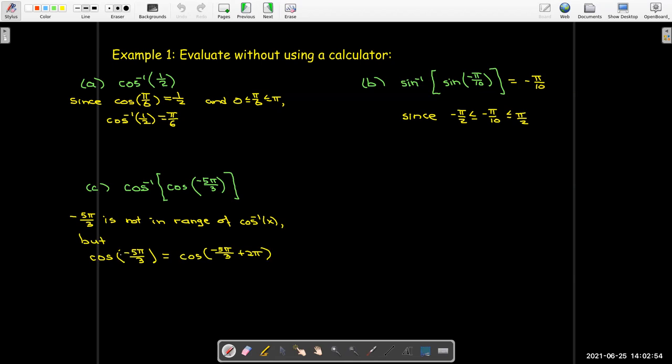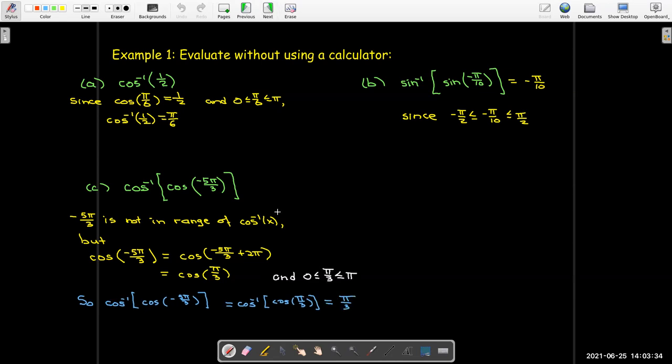But really, since cosine is periodic, I can just take negative 5 pi over 3 and add 2 pi. The result is pi over 3. And pi over 3 is between 0 and pi. And so I could just look at it like I did with part B and say that the inverse cosine of negative 5 pi over 3 is the same as the inverse cosine of pi over 3, which would just be pi over 3.